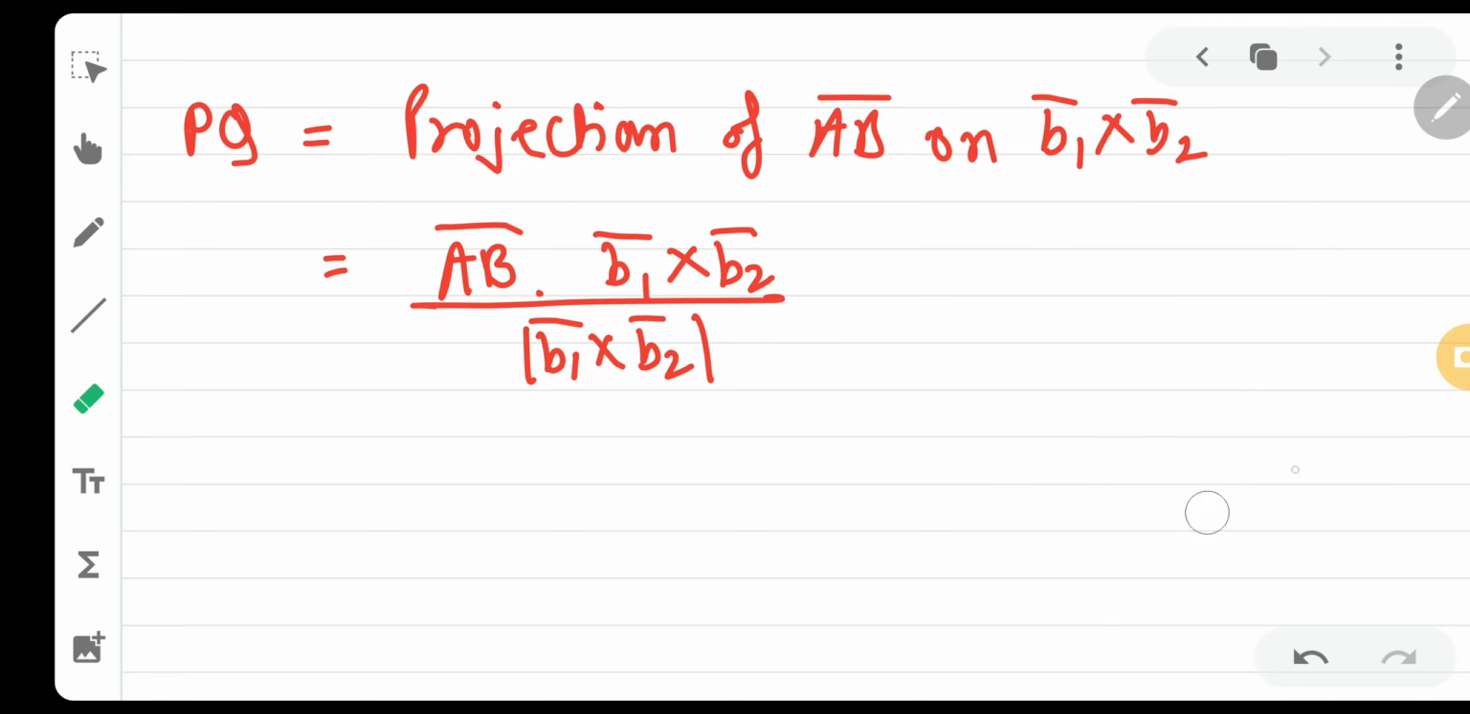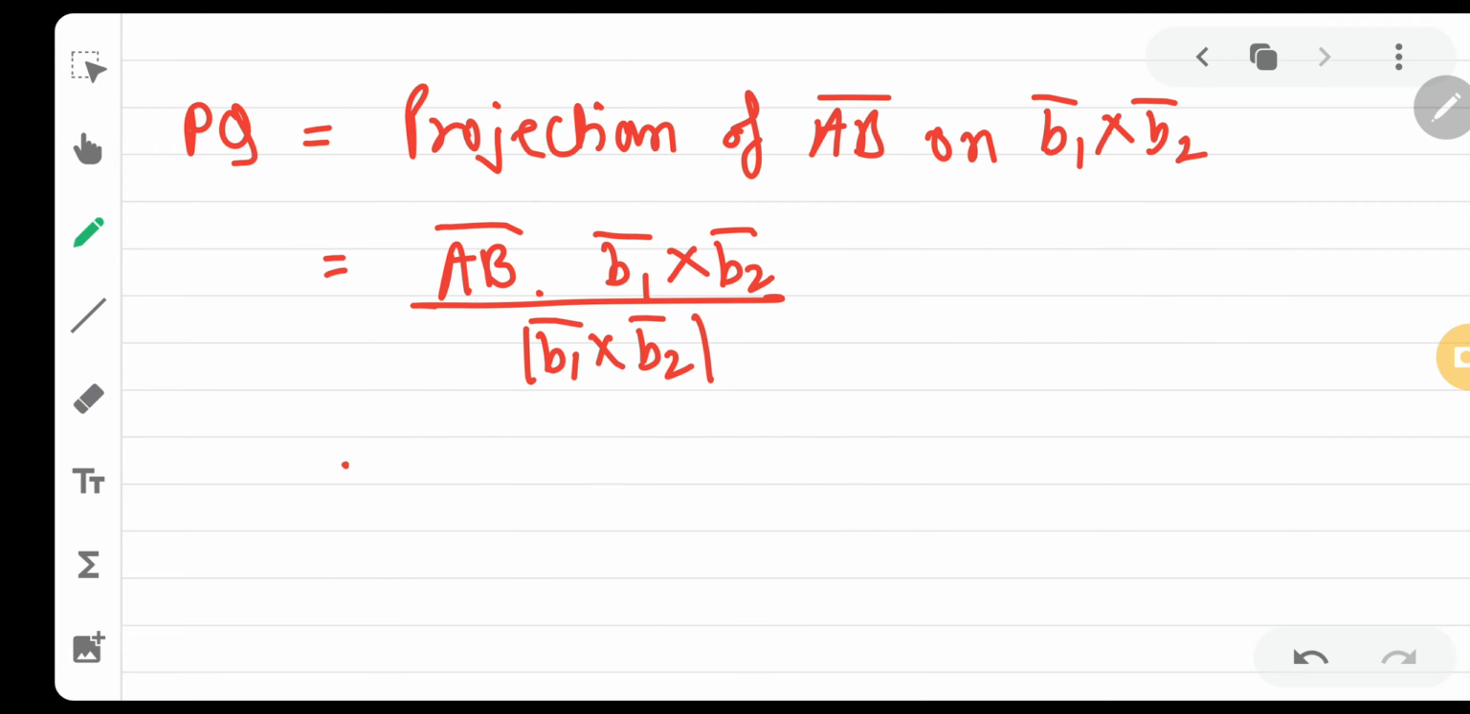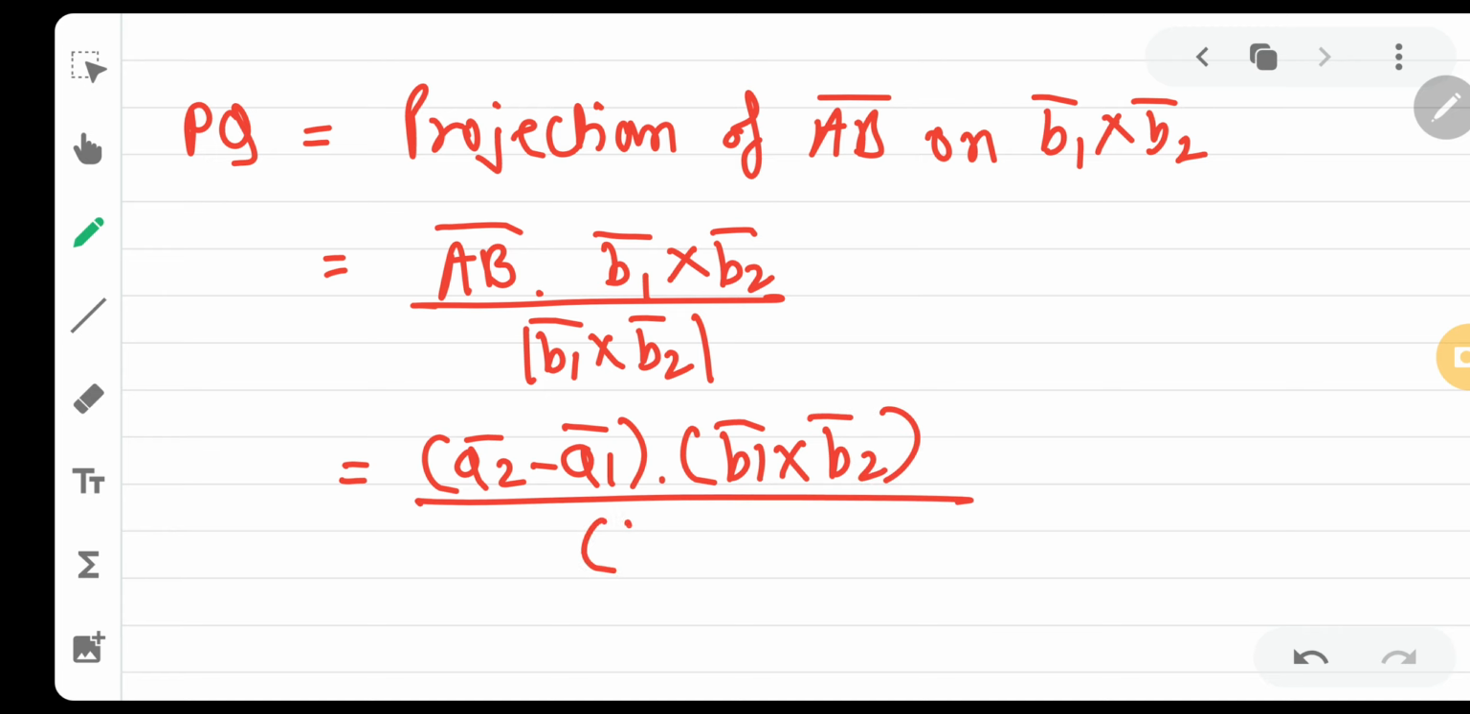So AB bar is what? By position vectors, we can say AB bar is A2 bar minus A1 bar. So the distance is equal to A2 bar minus A1 bar dot B1 bar cross B2 bar upon the magnitude of B1 bar cross B2 bar. As this is a distance, it has to be always positive. So I will apply a mod over here so that the whole distance is positive, because this is a scalar triple product, and a scalar triple product can come out to be negative, and that won't help us because PQ is the distance. Hence I have put another mod over here to make it positive.